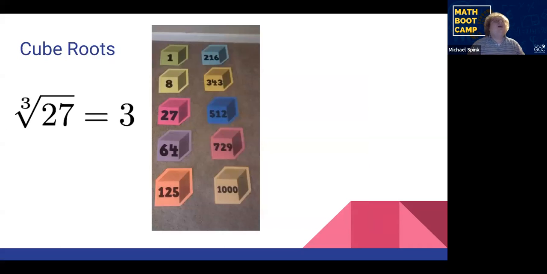Cube roots are the same idea, but instead of multiplying a number times itself one time, we're doing that 3 times. So as you see here, the cube root of 27 is 3. Why is that? Because 3 times 3 times 3 is 27. 3 times 3 is 9, times 3 is 27. And we've multiplied 3 times. Take, for example, the cube root of 64. That is 4 times 4 times 4.